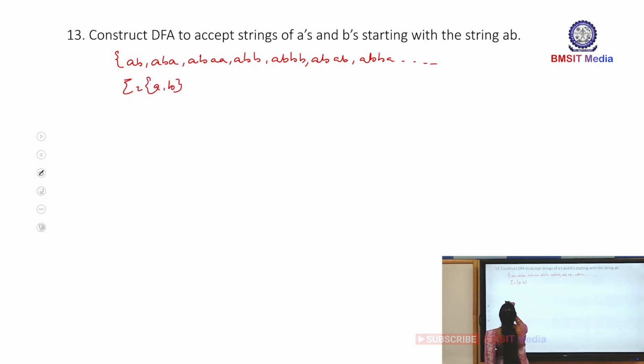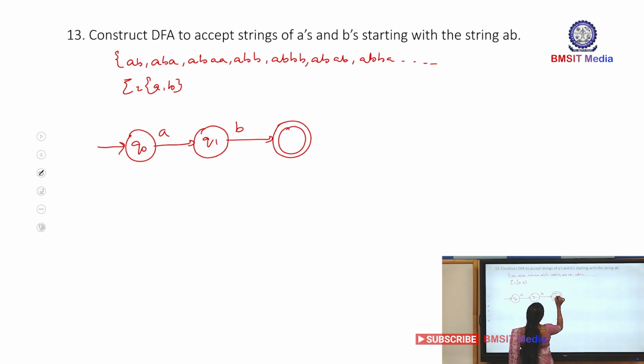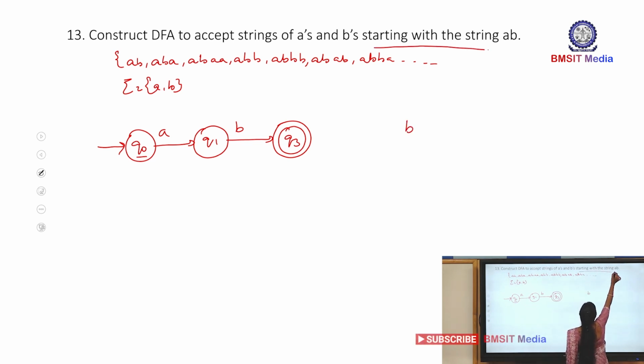Starting with the skeleton, Q0 on accepting an A goes to Q1, on accepting a B goes to Q2. So this is the skeleton. Now let me start with Q0. What happens if Q0 sees a B? If Q0 sees a B, you can see that there is a condition that the string should start with AB. So it cannot start with B.